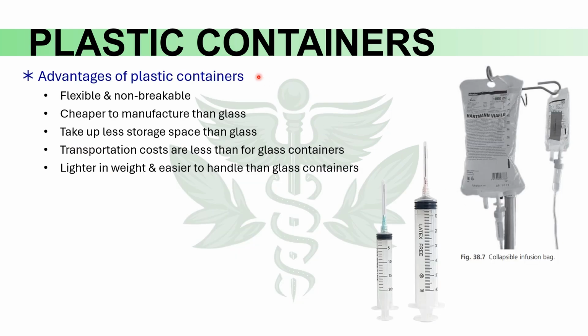The next type of material is plastics. Plastics are versatile materials that we most commonly use in parenterals to manufacture syringes and infusion bags providing nutrition to patients. They are flexible and non-breakable, cheaper to manufacture than glass and take up less storage space than glass, and they also have lower transportation costs. They are lighter in weight and easier to handle than glass containers.